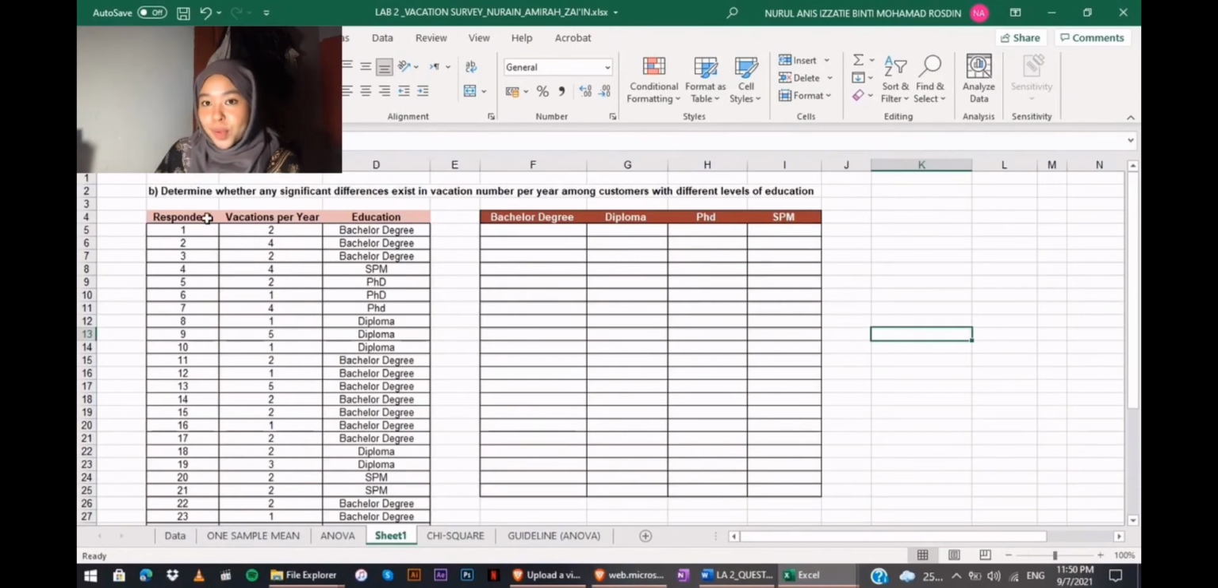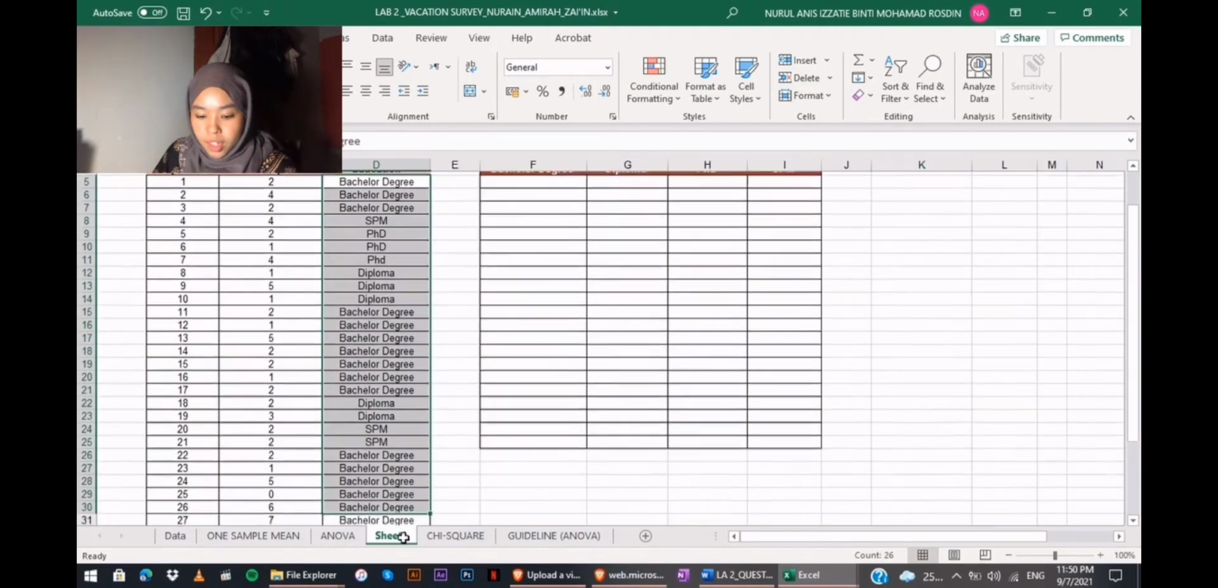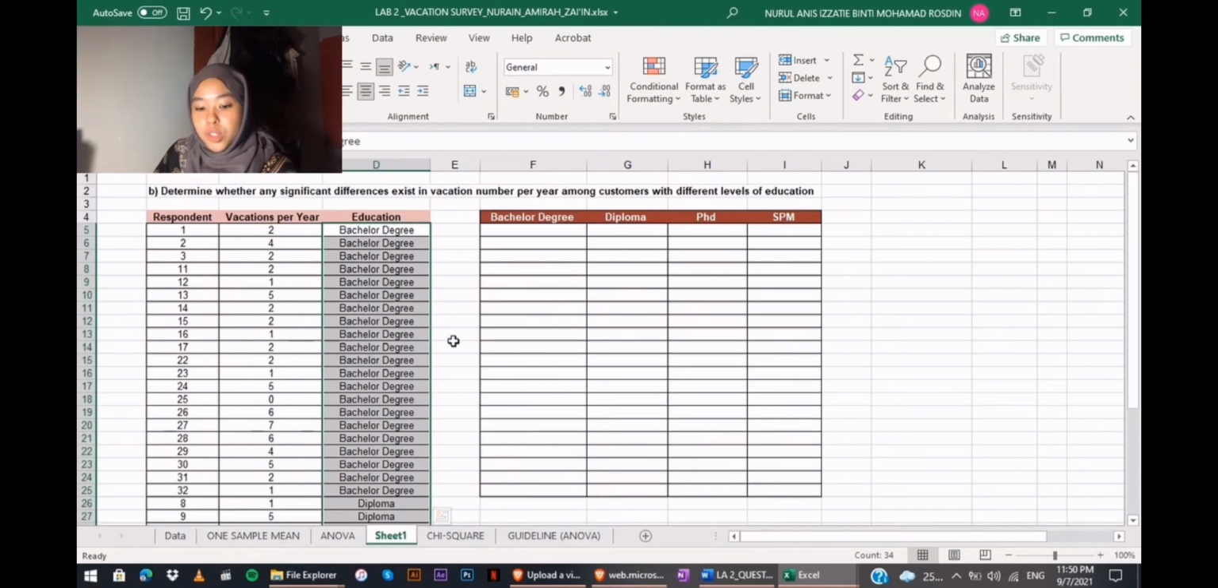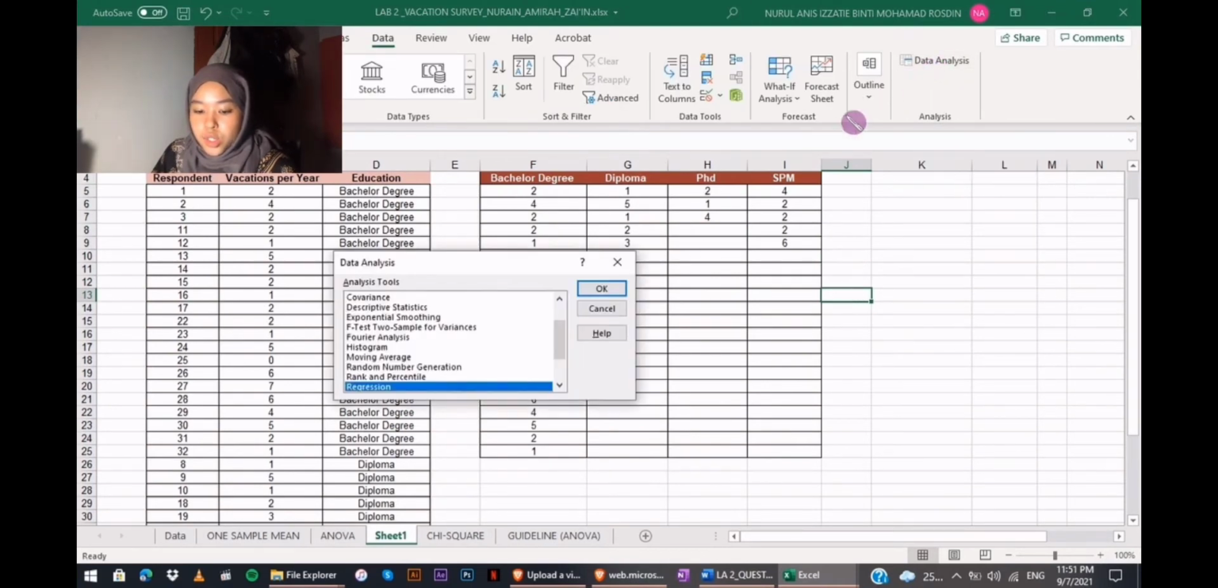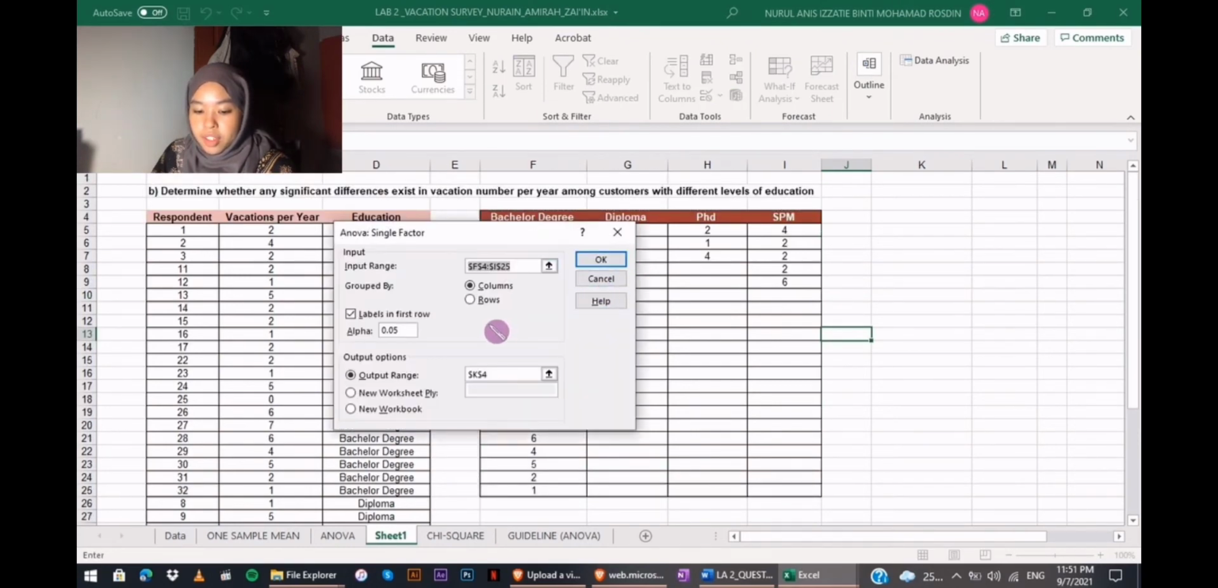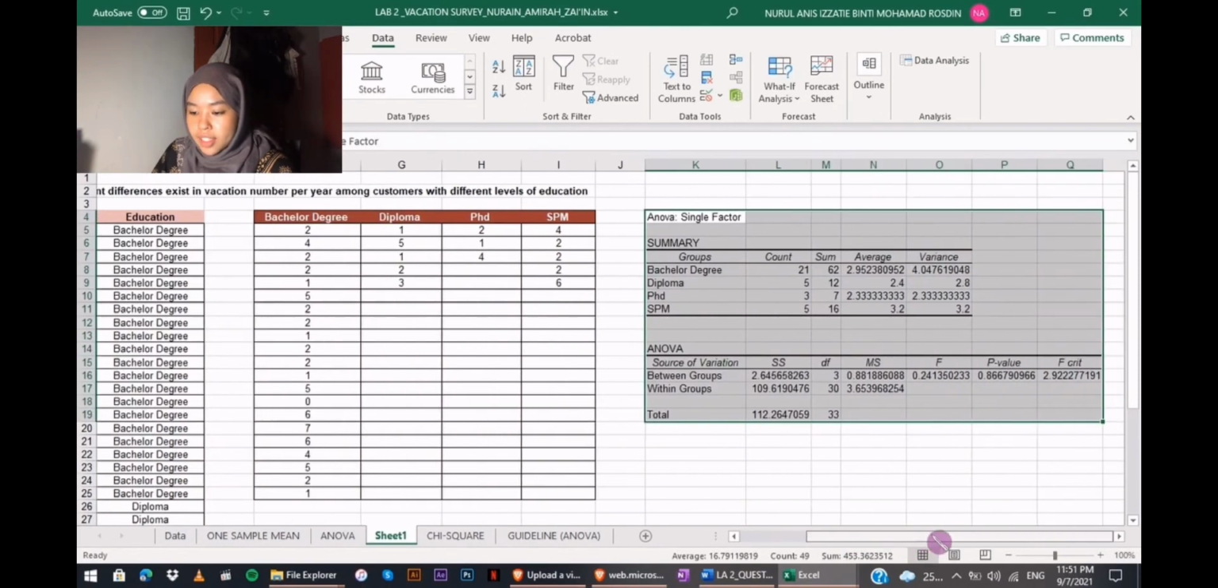So let's move on to the next question, which is to determine whether any significant difference exists in vacation number per year among customers with different levels of education. First, I will separate the columns respondent, vacation per year and education into a new sheet. I will sort them. The education levels, I will transfer the vacation number per year table. After completing, click Data Analysis, choose ANOVA single factor, select the input range, tick labels in first row, select the output range here, okay, and then format the size.